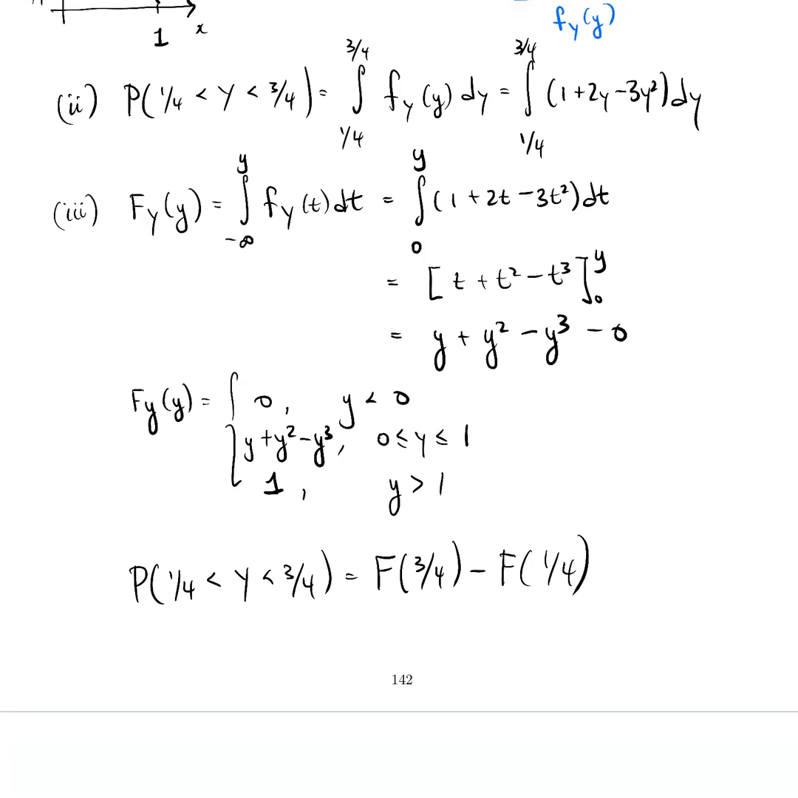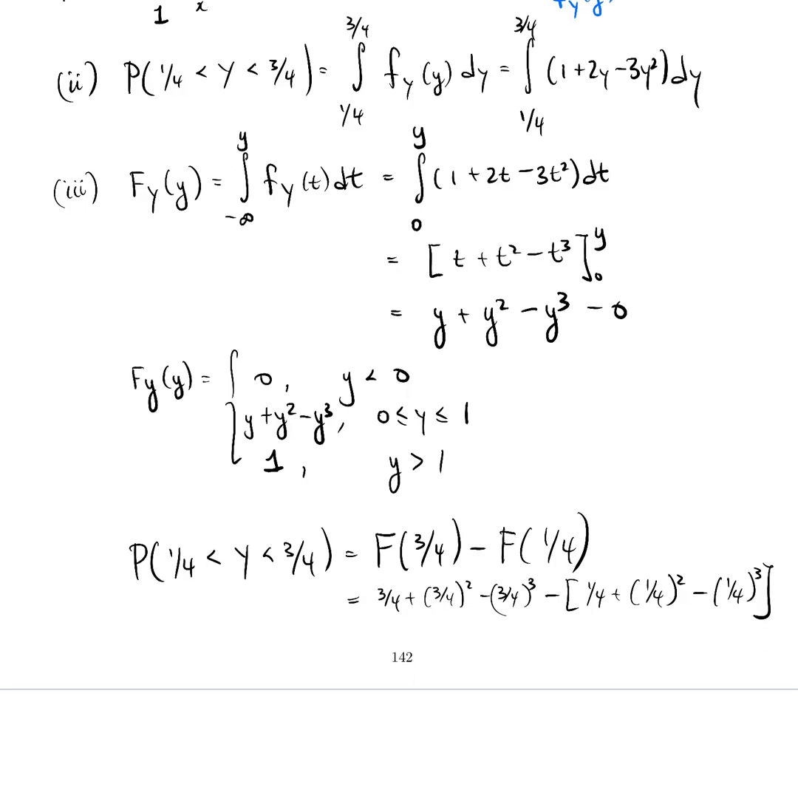And so the last thing that we want to do is actually plug these numbers in. So we're getting 3/4 plus 3/4 squared minus 3/4 cubed, minus the same thing with 1/4: 1/4 plus 1/4 squared minus 1/4 cubed. That is a long fraction calculation that I've done for you off screen and got 19/32.